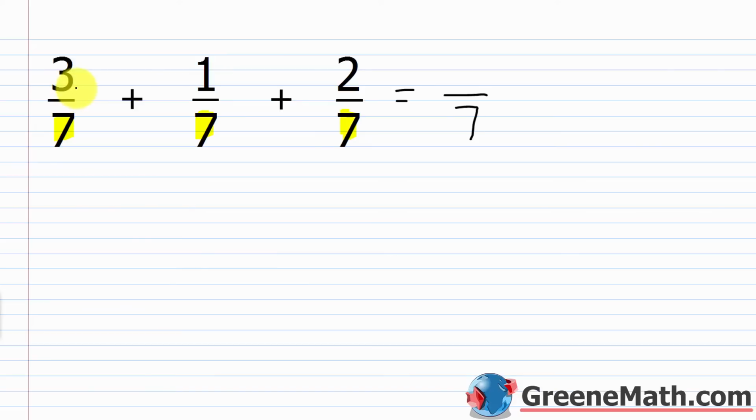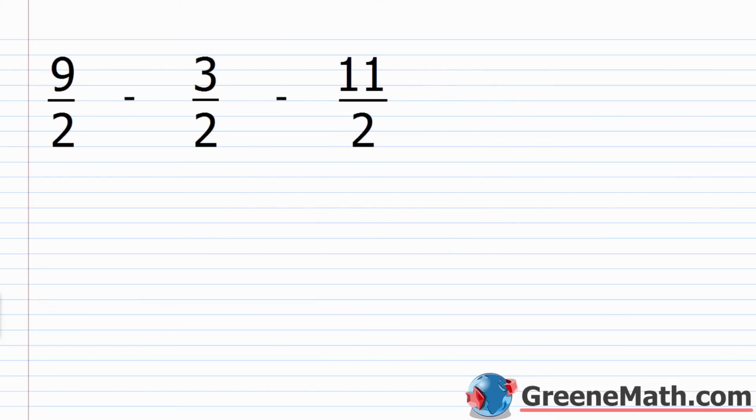Now what we do is we perform the operation using our numerators. So we have 3 plus 1, that's 4. Then 4 plus 2, that's 6. So we get 6/7 as our answer. Now we always want to report our answer as a fraction that is simplified or reduced to its lowest terms. Now in this case, 7 is a prime number, and 6 is 2 times 3, so there's not really anything we can do to simplify this further, so 6/7 is our answer.